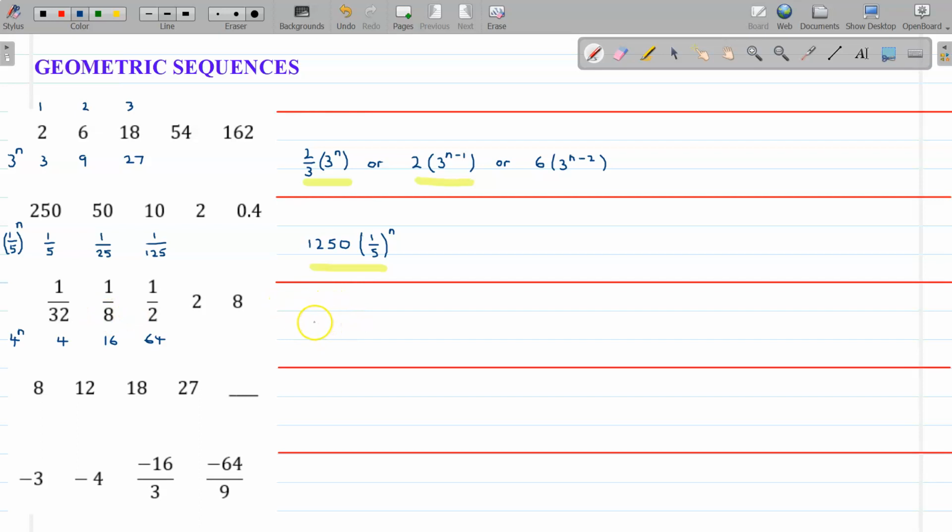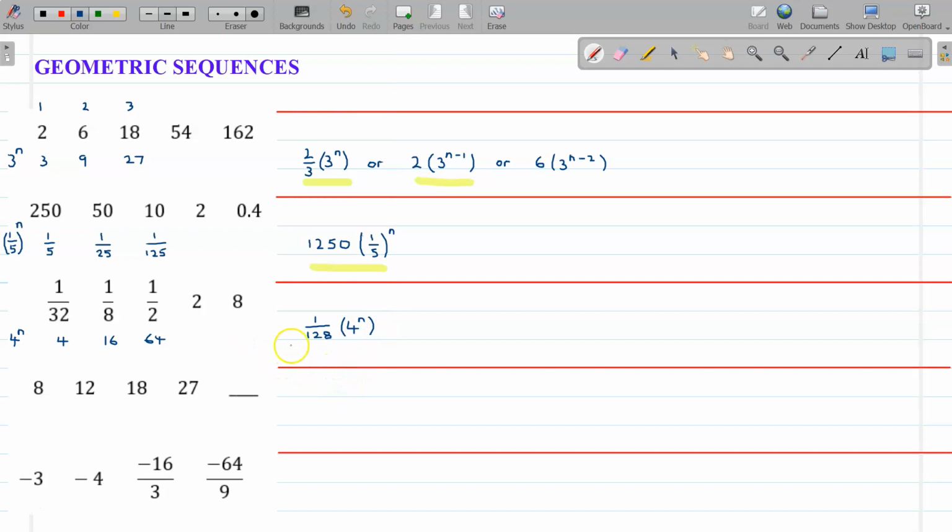So I'm going to write it like that first of all, as 1 over 128 times 4 to the n. Okay, now mathematically that's correct. That is a rule for that sequence.